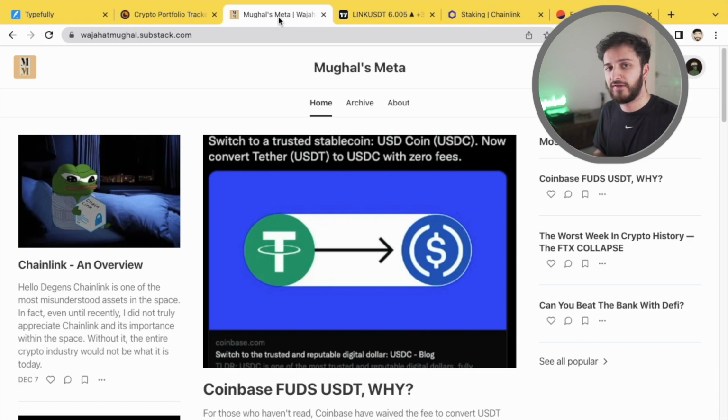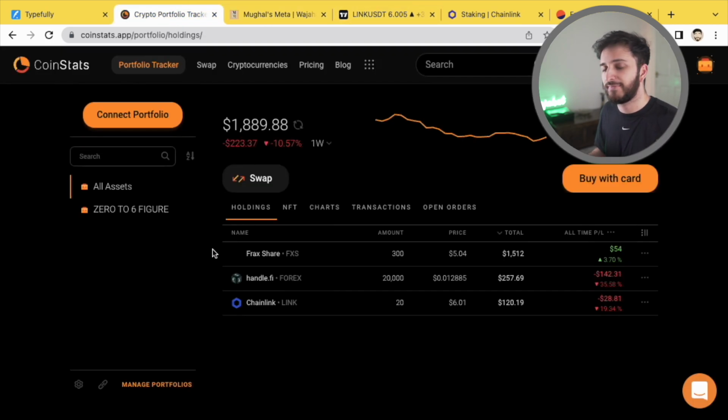Now, Chainlink does have the additional aspect, which involves some of the programs, the build program, which I think is very bullish for Chainlink, especially with the protocols.